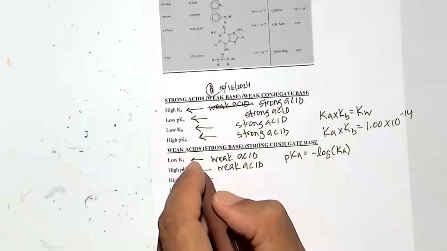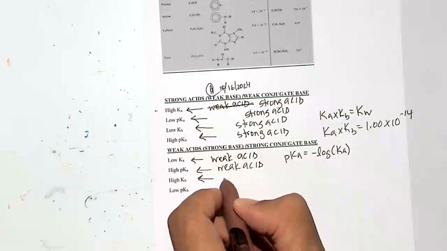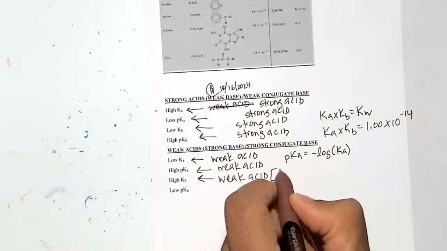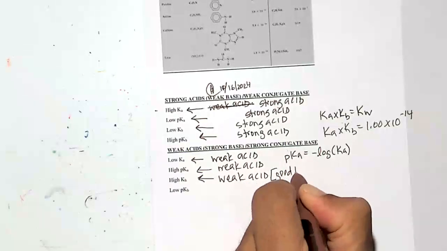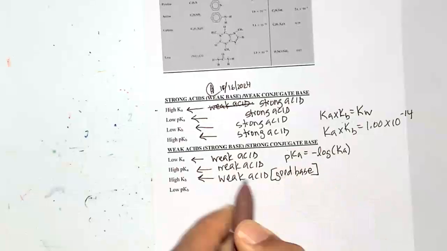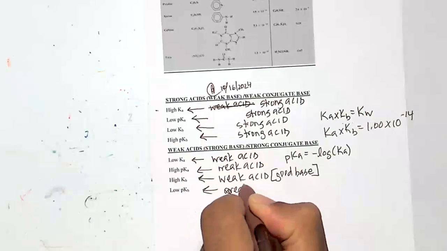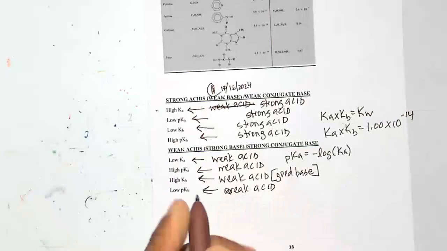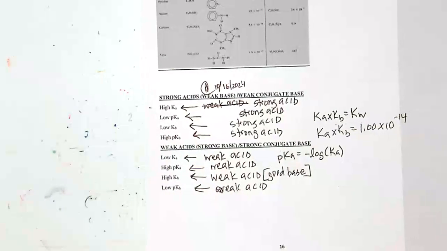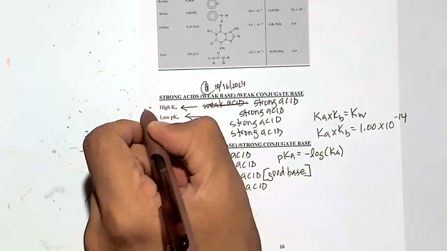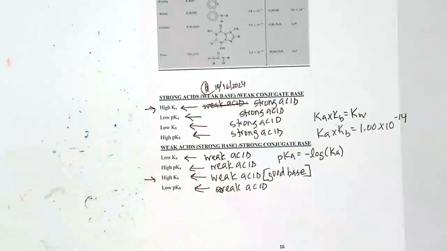Okay, high Kb means it's a very good base, but if it's a good base, that means it's a weak acid. High Kb means it's a good base, a good source of OH minus, and low pKb also means a weak acid. High Kb means it's a good base. High Ka means it's a good acid.